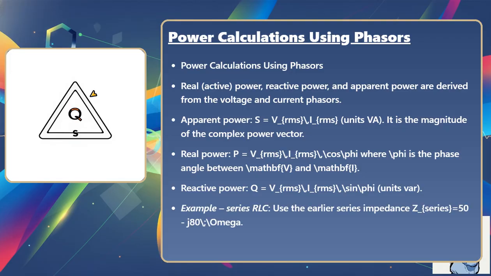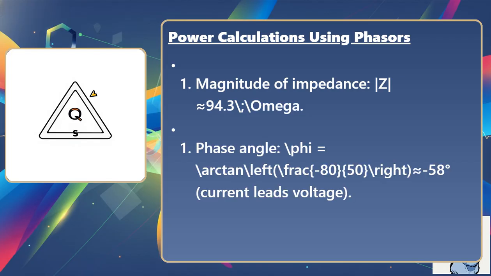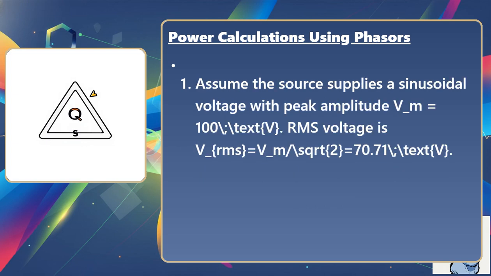Example: series RLC. Use the earlier series impedance, Z series equals 50 minus j80 ohms. Magnitude of Z is approximately 94.3 ohms. Phase angle, phi equals arctangent of negative 80 divided by 50, approximately negative 58 degrees. Current leads voltage. Assume the source supplies a sinusoidal voltage with peak amplitude Vm equals 100 volts.